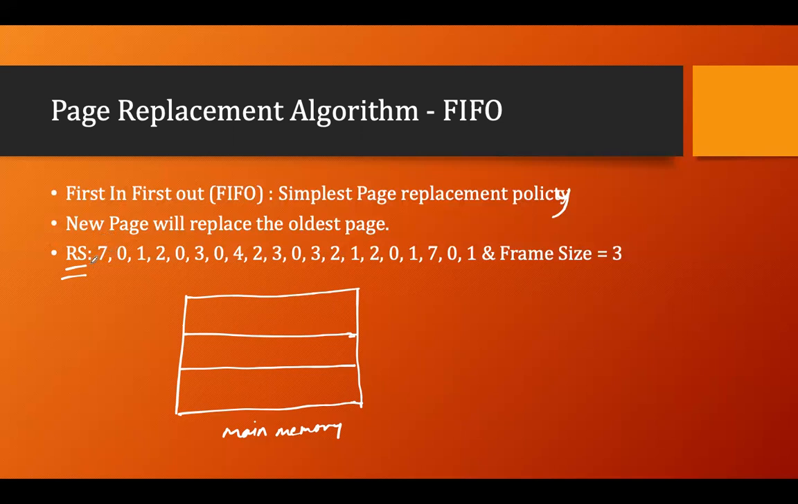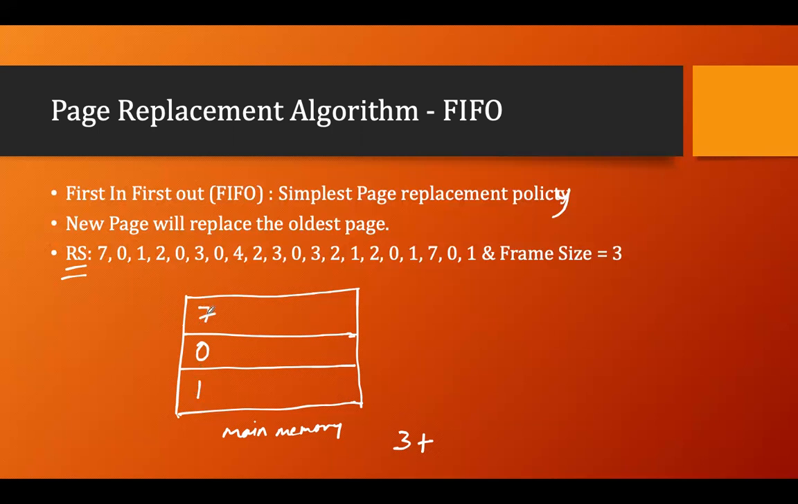So the CPU first requires 7. 7 is not there, so I'll put 7. Then 0, 0 is not there, I'll put 0. 1 is not there, I'll put 1. So how many page faults occur here? 3. The next page faults I'll calculate later on. Now 7, 0, 1. The next one is 2. Is 2 there? No, 2 is not there.